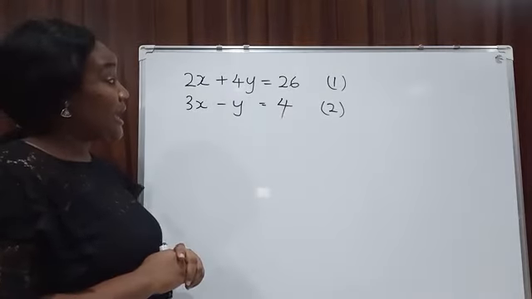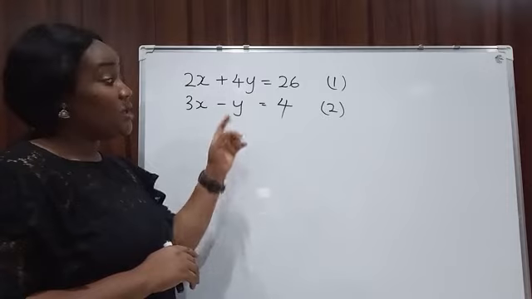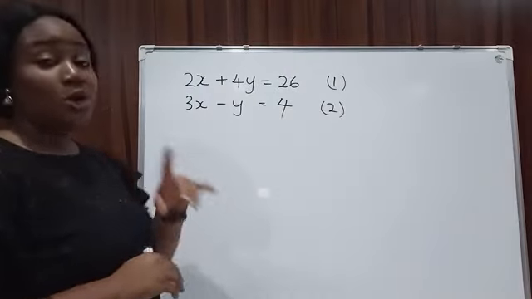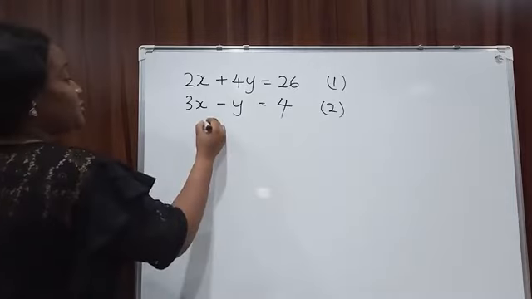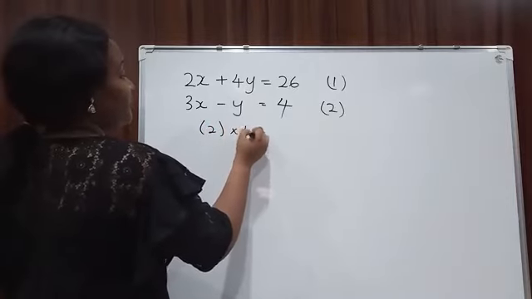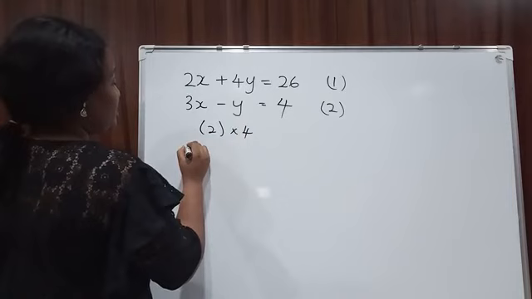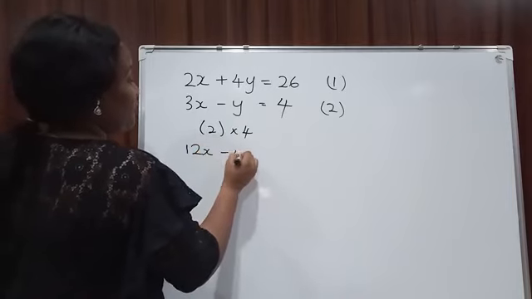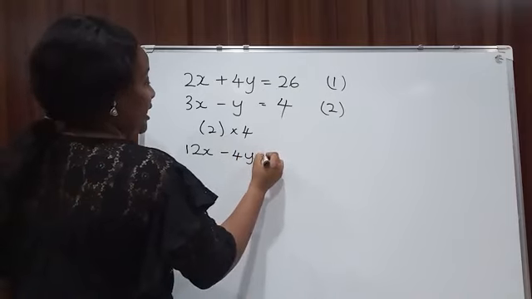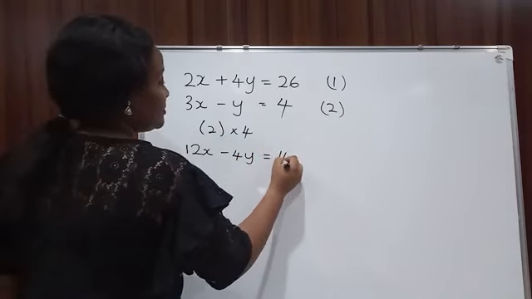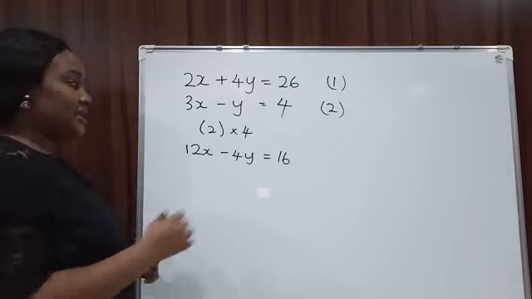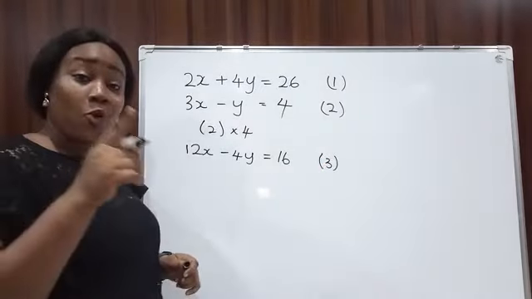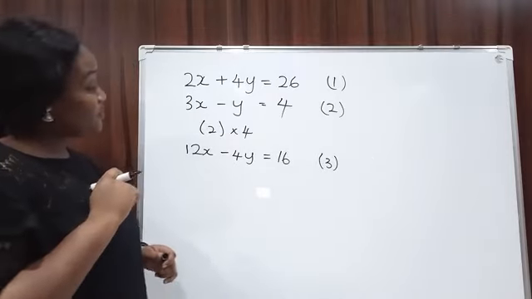And we can do that by multiplying equation 2 by 4. So let's multiply equation 2 by 4, which gives us 12x minus 4y equals 16. And let's call it equation 3. Now we're working with equation 1 and equation 3.